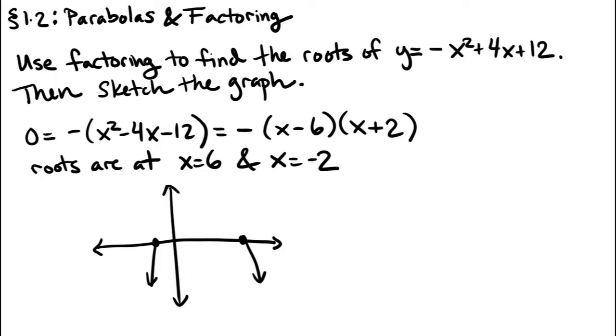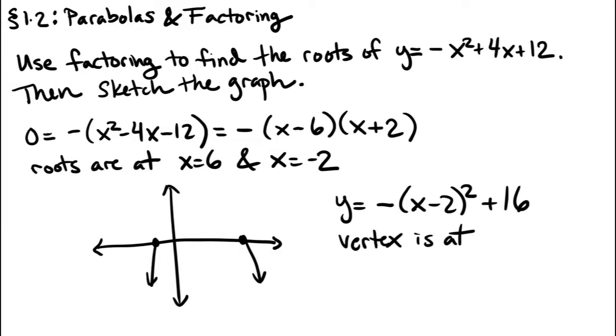If you were able to complete the square, you should have gotten y equals minus x minus 2 squared plus 16, which means the vertex is at 2, 16. That lets us complete our picture.